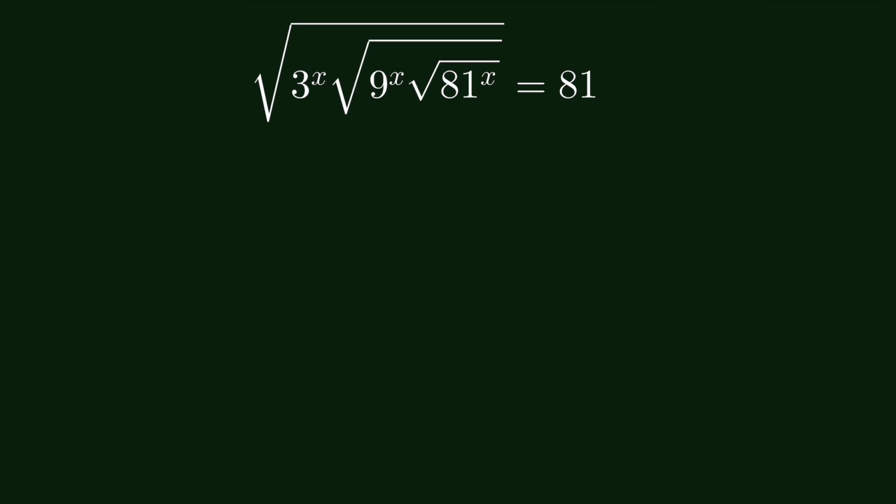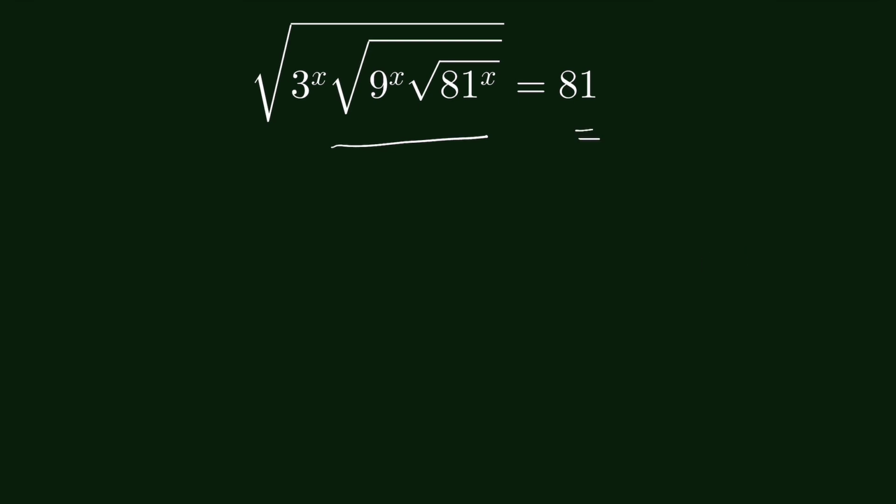3 to the power x under square root times 9 to the power x under square root then times 81 to the power x under square root under square root under square root. So this is called a nested radical, equal to 81. We have to find the value of x.